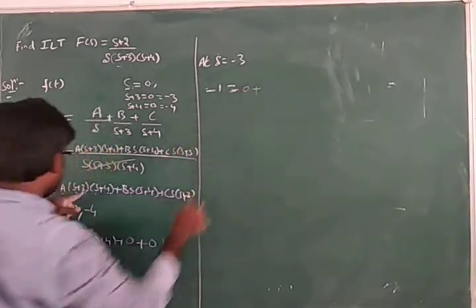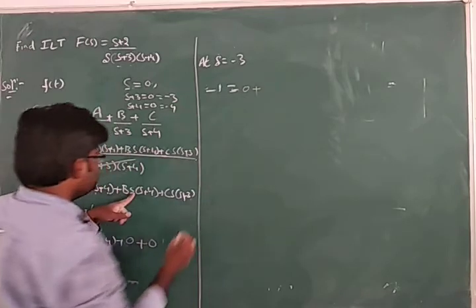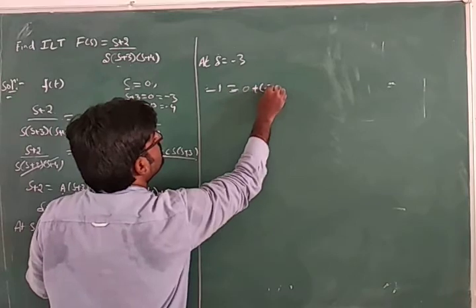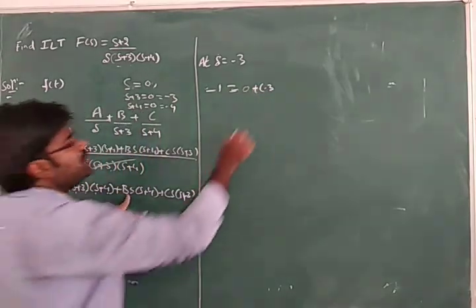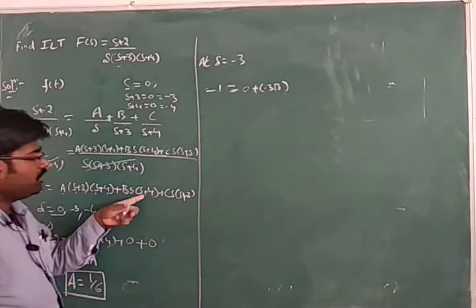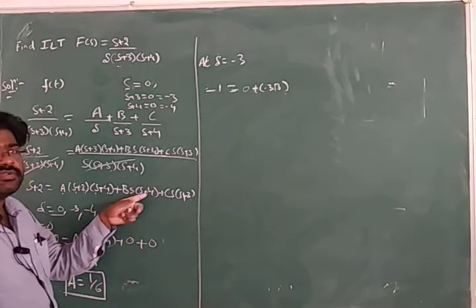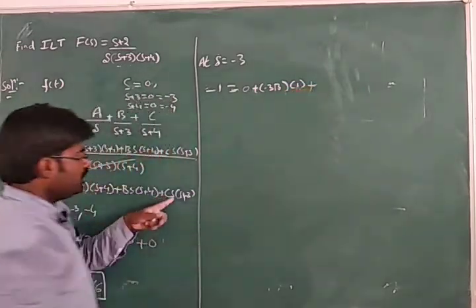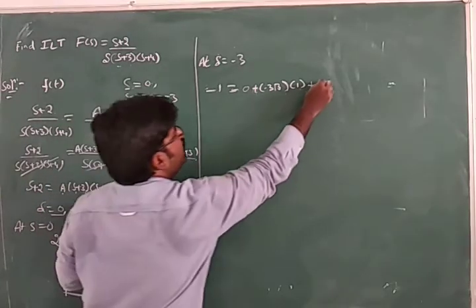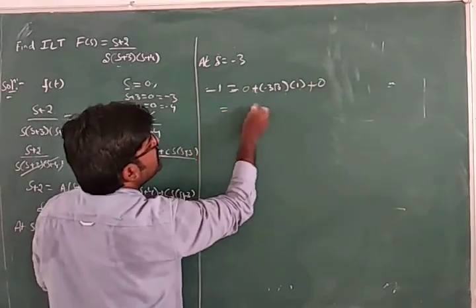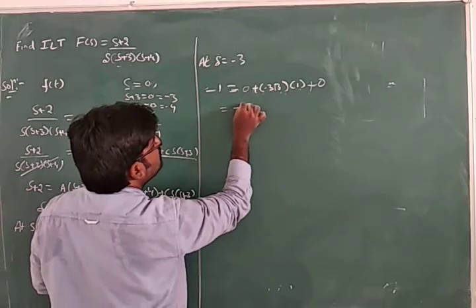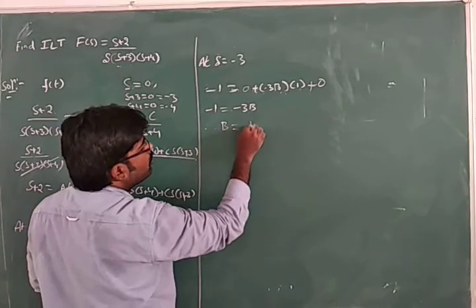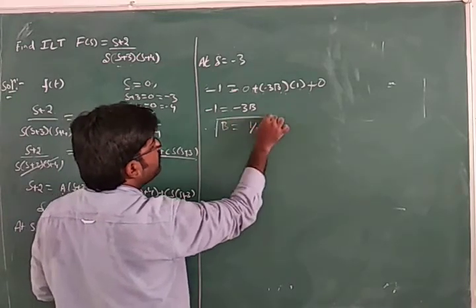Then at s = -3, we get -3b. Here the s value is -3. -3 plus 4 is 1, into 1. Then plus, if you put -3 here, again this whole term becomes 0. So what remains here? -3b = -1. Therefore the b value will be 1/3. So this is the value of b.